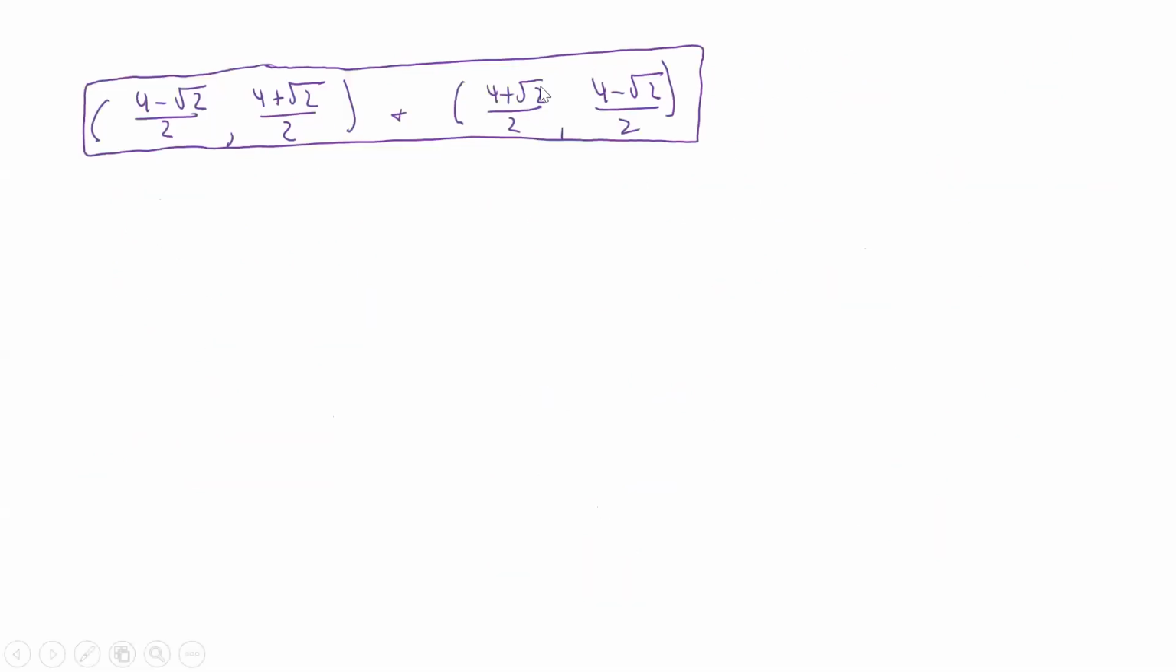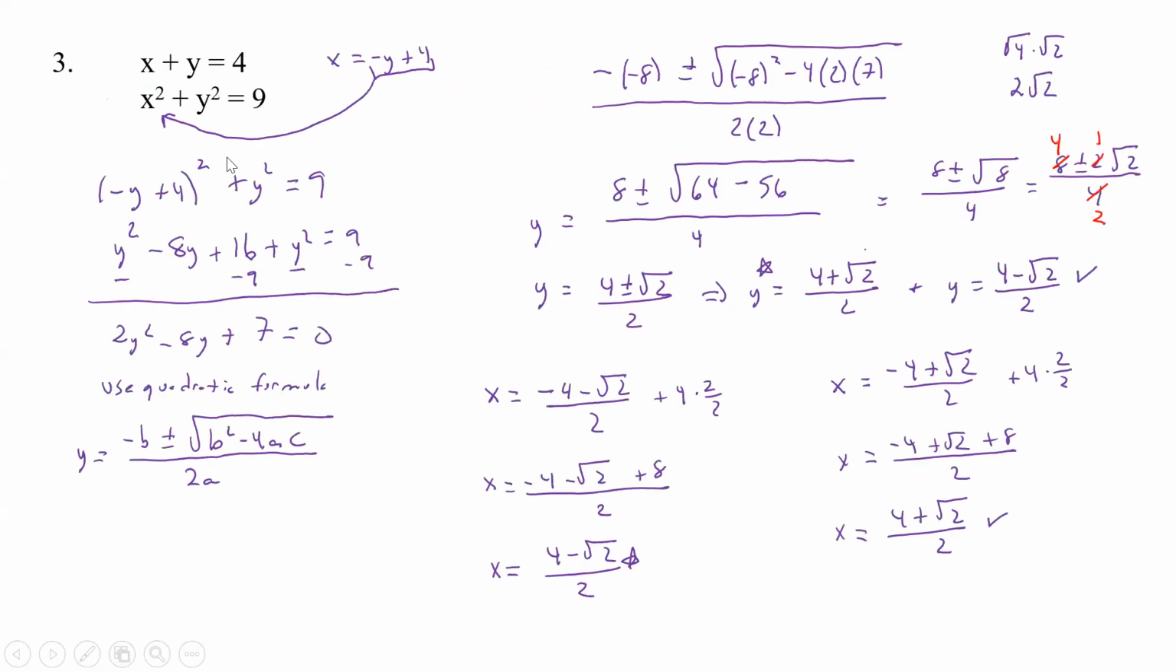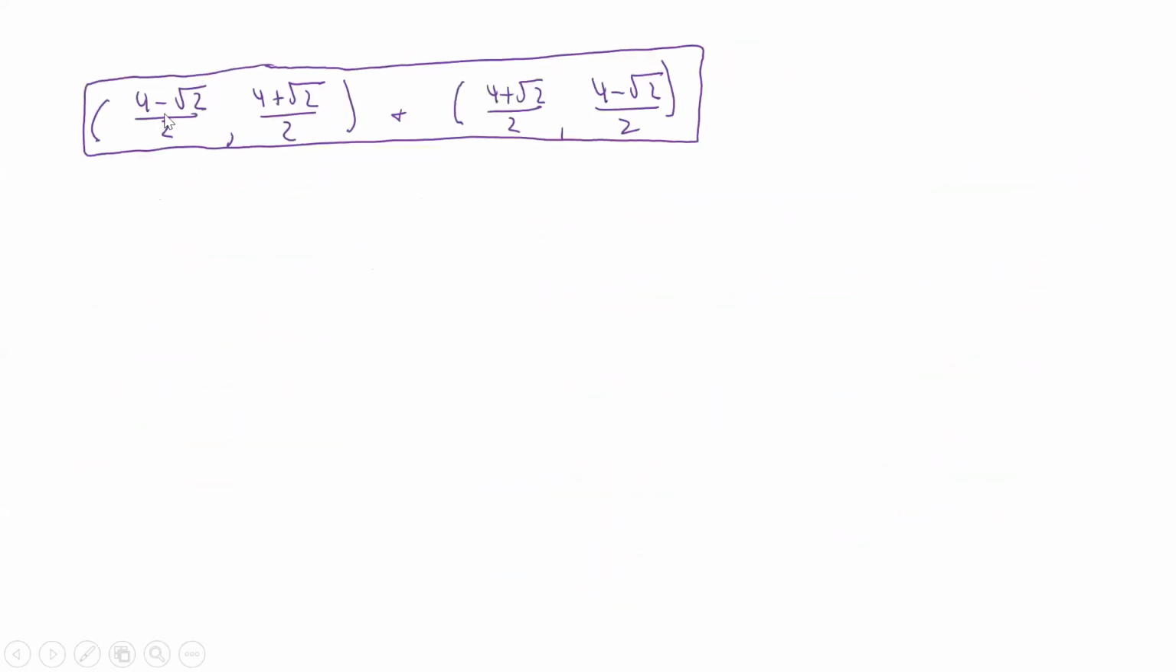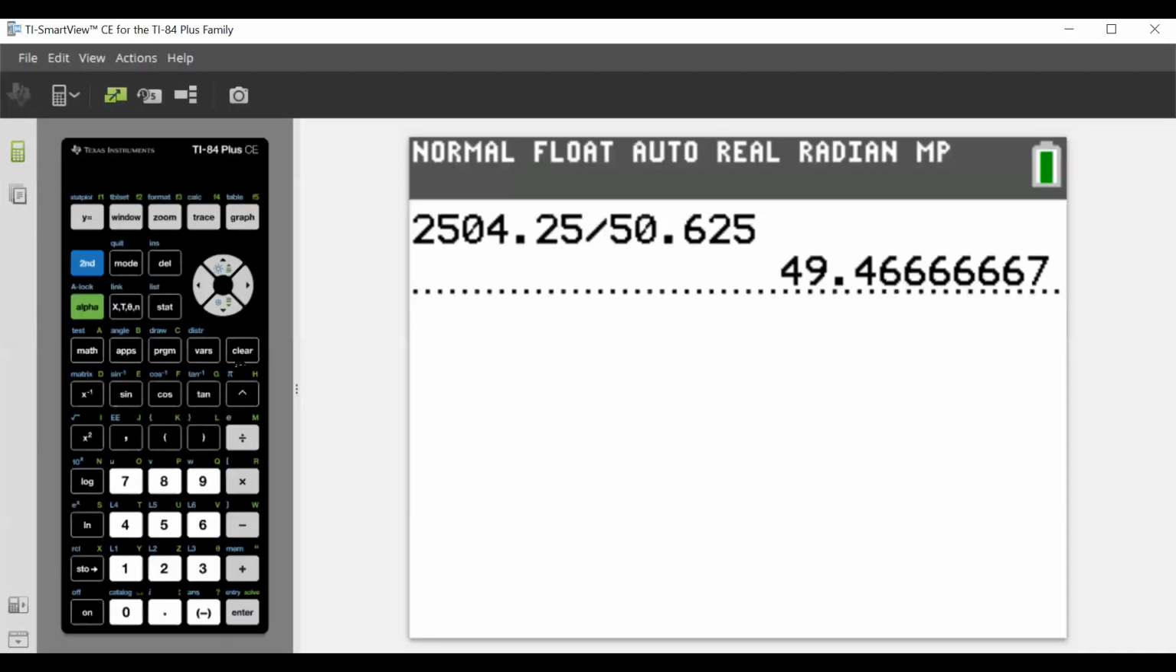And same thing would happen here. The square root of 2's cancel. We have 8 over 2, which is 4, which works. So the first one's really easy. Then the second one, that's when your calculator is going to come in handy because you're going to take that number, square it, plus that number squared, and you should get 9. So maybe let's go ahead and do that to kind of prove that this one does work.